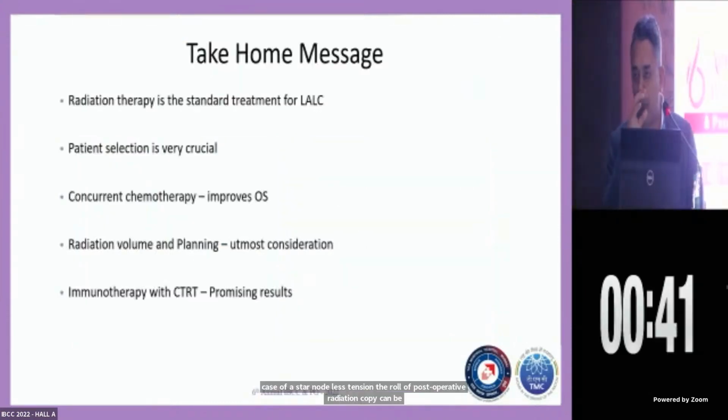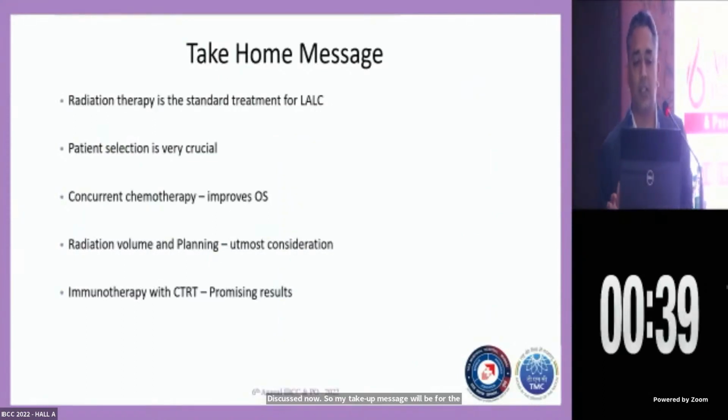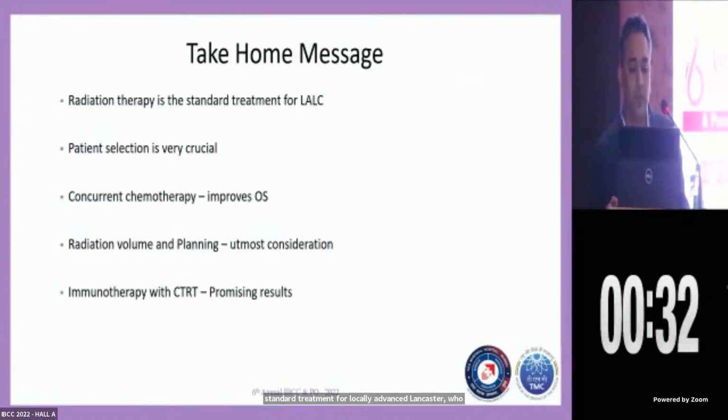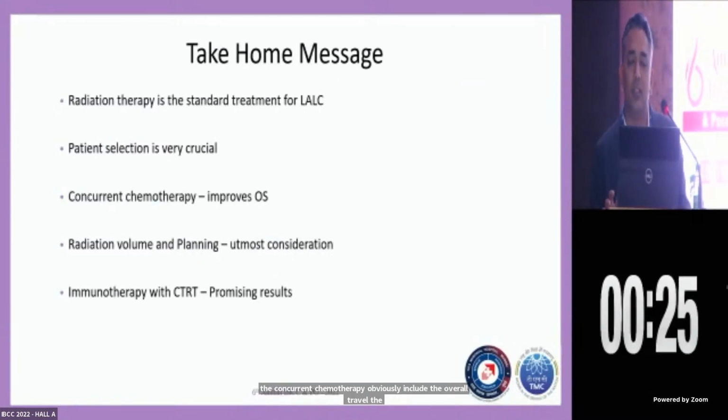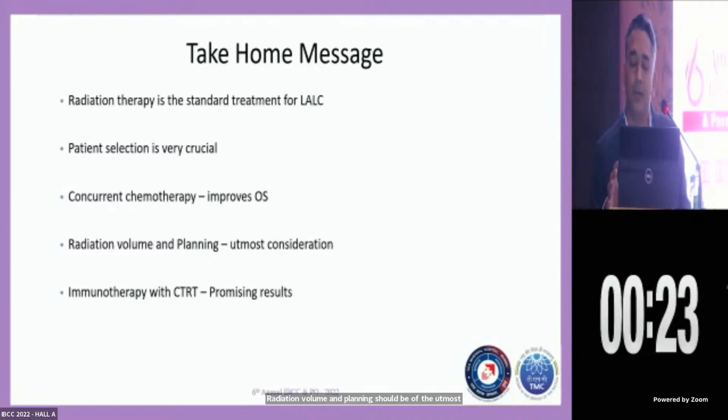Now, my take-home message for radiation therapy is that radiation therapy is the standard treatment for locally advanced lung cancer that is unresectable. The patient selection is very crucial. The concurrent chemotherapy obviously improves the overall survival. The radiation volume and planning should be of the utmost consideration, because this is the area where you can reduce the chances of toxicity as well as improve the overall survival. And obviously the immunotherapy with concomitant chemoradiation therapy has got a promising result, and we should await more on the role of immunotherapy in locally advanced lung cancer in the neoadjuvant as well as the concurrent setting.